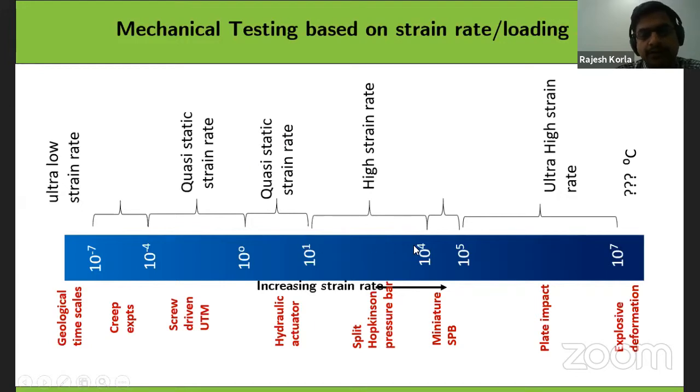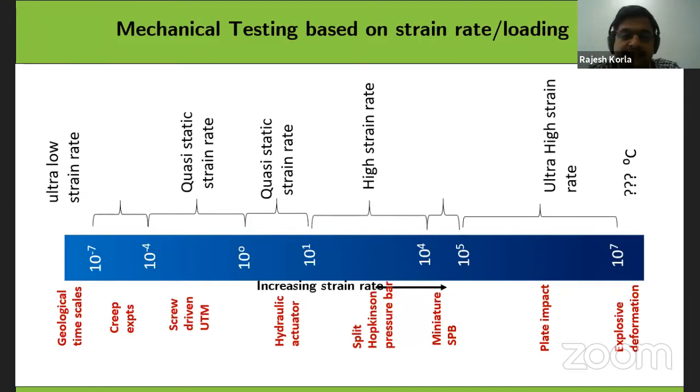Then 10 to the 1 to 10 to the 4 is the high strain rate regime, where they use a Split-Hopkinson pressure bar. This study is especially important for bulletproof jackets and for materials used in airframe fuselage. Those materials have to bear the impact of particles or other foreign material, so it is very important to know how to resist those impacts. To study those kinds of things, the Split-Hopkinson pressure bar is very important.